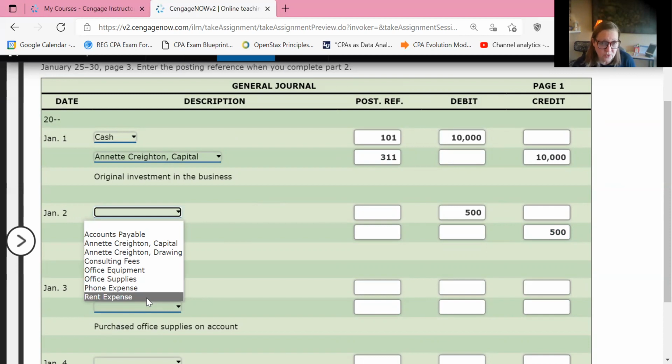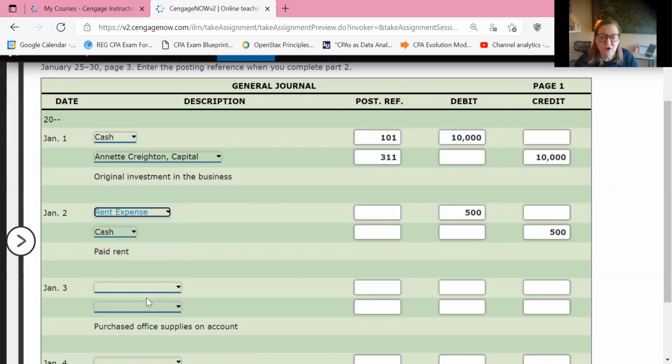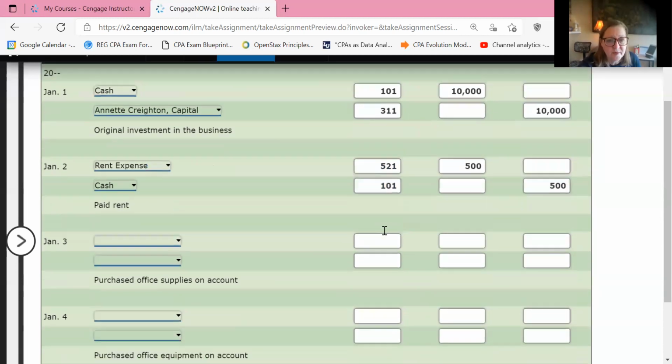The other thing is, look at the choices. They don't have prepaid rent for a choice. When you pay rent, it's either this month's rent, so it's rent expense, or it's for a future period, so it's prepaid rent. So if you're paying a payment for rent, it's either prepaid rent or it's rent expense. So let's pull some account numbers. Rent expense under the expense list is 521 and cash 101 still. Every time you enter an entry for cash, you're going to enter that account number 101.